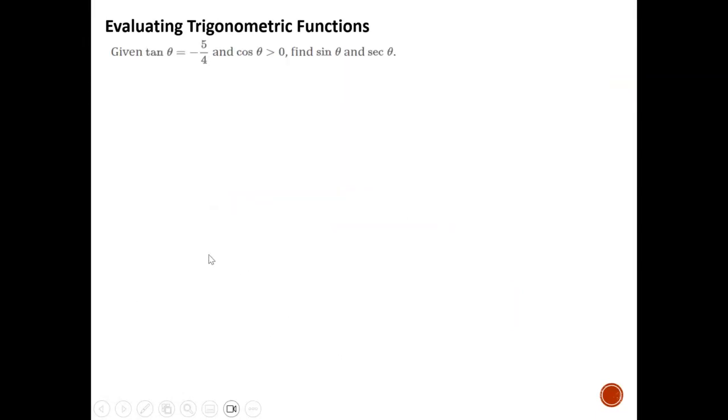Okay, now I believe this will be the last one here. Let me see what time it is. We got about 5 minutes.